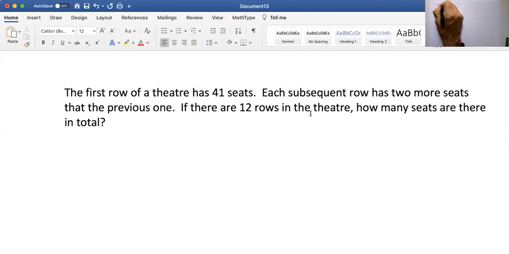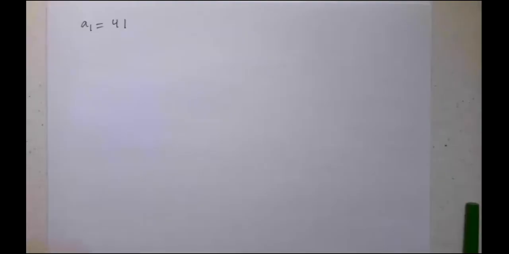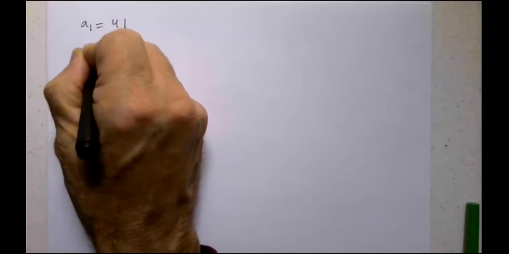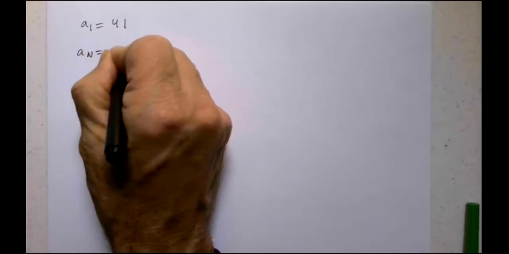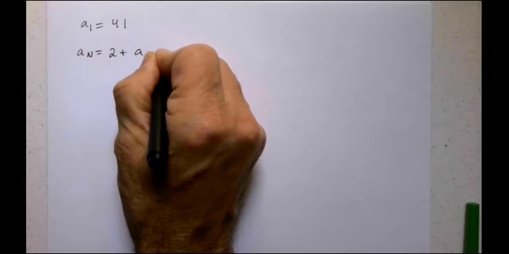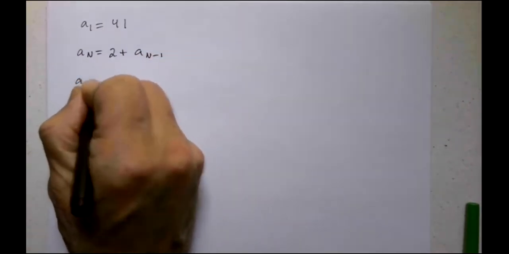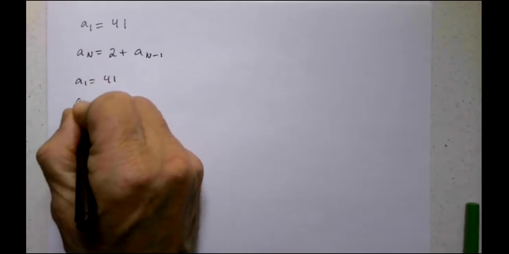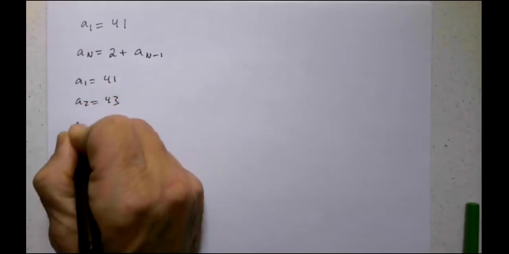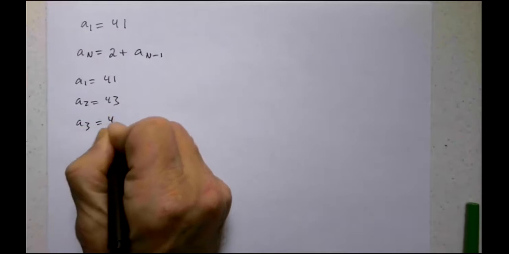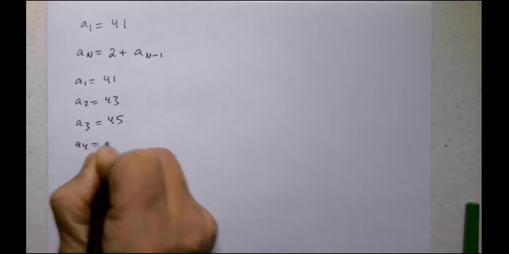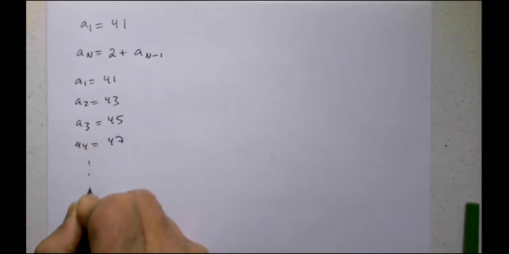So A sub 1 is 41, and the next row is always 2 more than the previous. So in terms of a recursion, the next row, A sub n, is 2 more than A sub n minus 1. So again, our usual thing. A sub 1 is 41. A sub 2 is 43. A sub 3 is 45. A sub 4 is 47. You get the idea. We want to get to A sub 12, though.